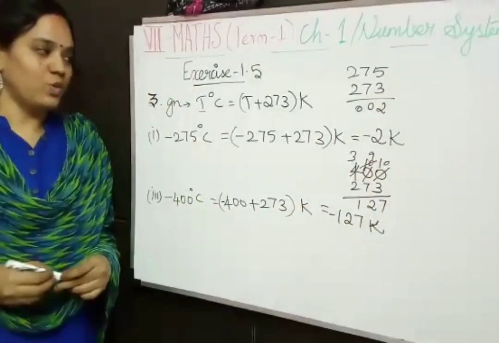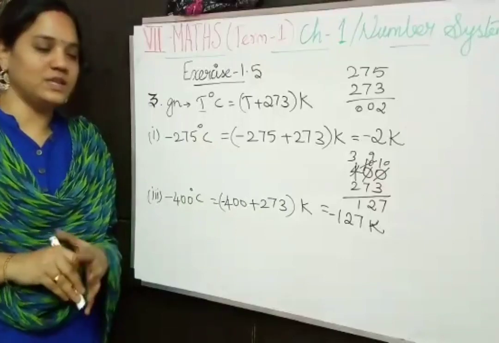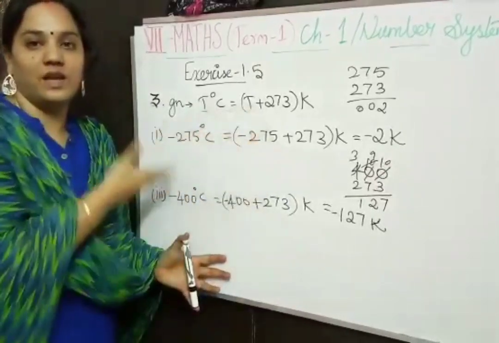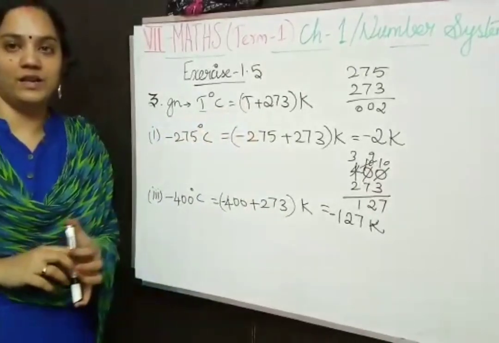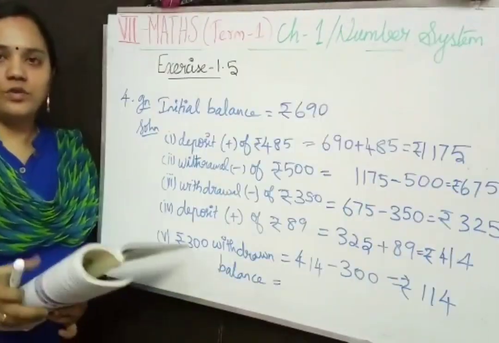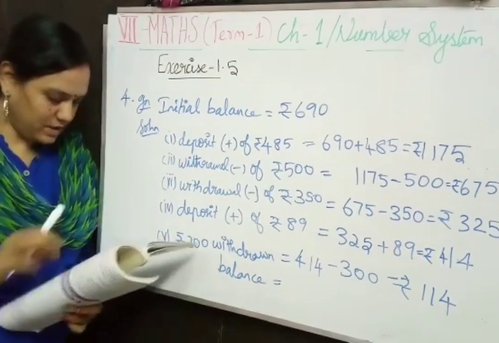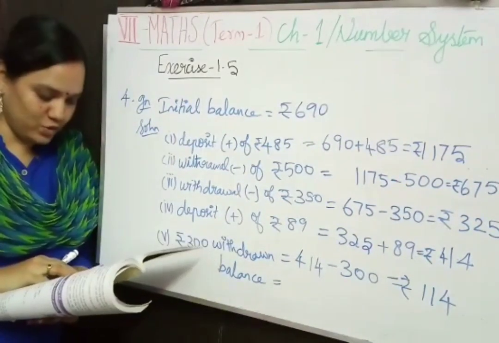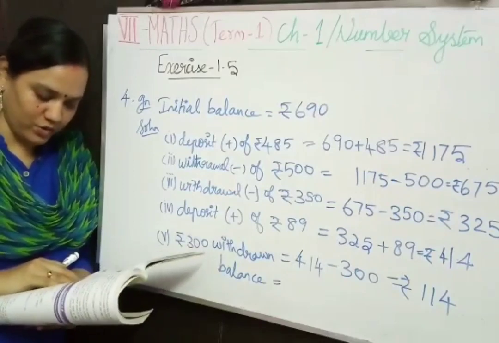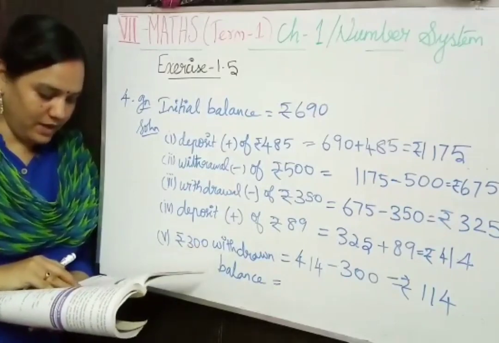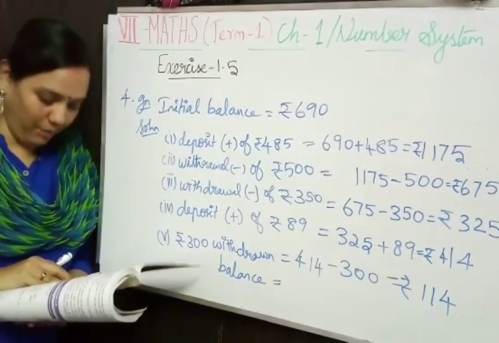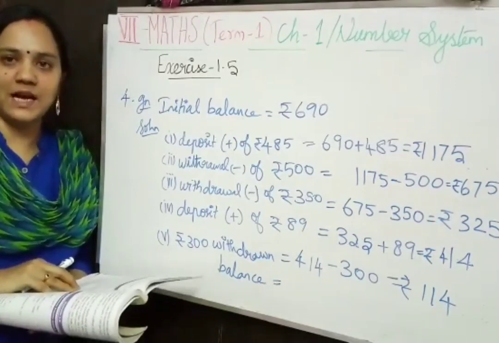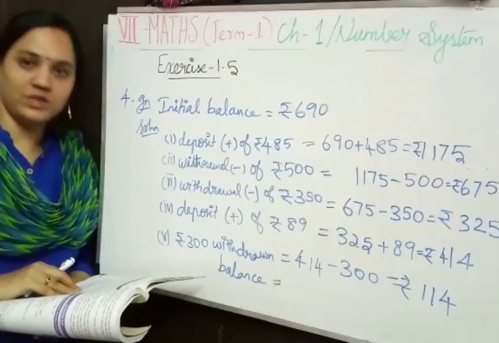Is it clear? So whatever temperature, that is degree C, is given, we have to add 273 to the given number. Okay, we can find the answer. Now the fourth problem is: find the amount that is left in the student's bank account if he has made the following transactions in a month. His initial balance is 690. Initial balance means starting balance. Okay, when he started, it was 690.